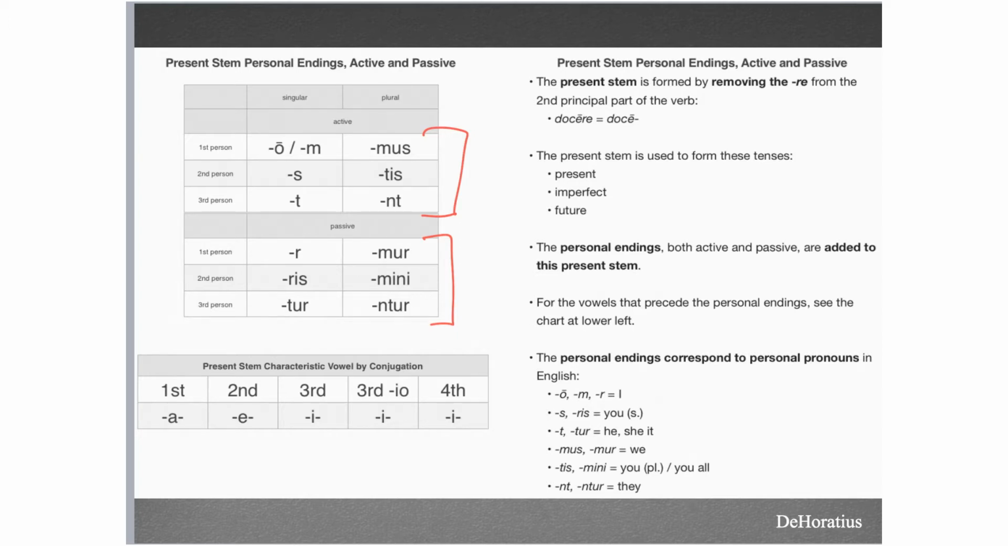And they work the same way. Each of them corresponds to a subject, and the same subjects in order. So r is I, ris is you, tur is he, she, it, mur is we, mini is you all, and ntur is they. So everything in terms of interpreting the verb will be the same. Endings mean subjects. The tense signs will be the same. You're just using the passive endings instead of the active endings, and when you translate, the subject will receive the action rather than doing the action.